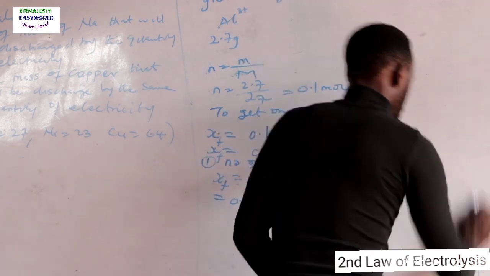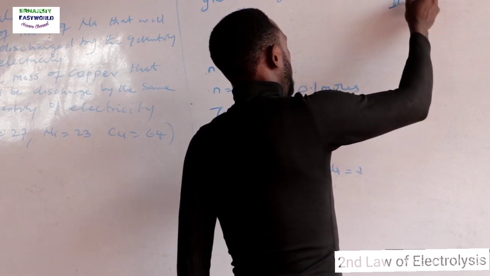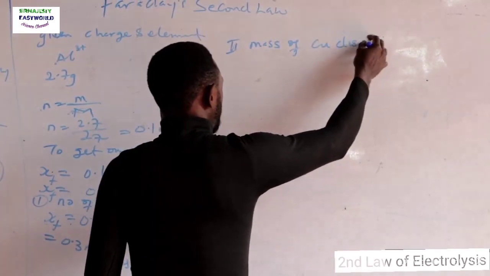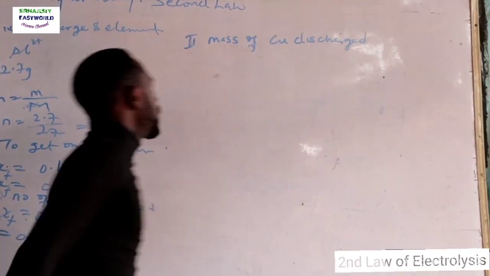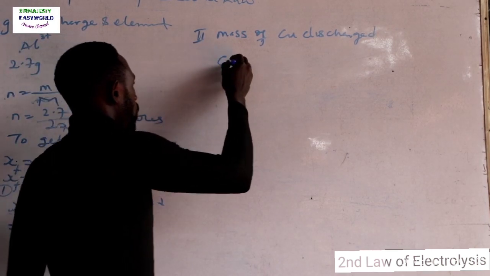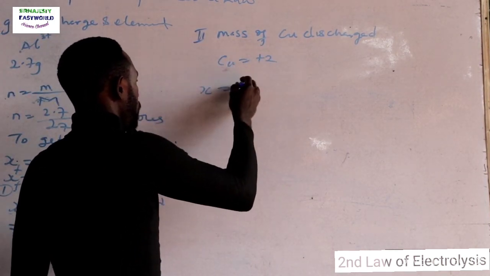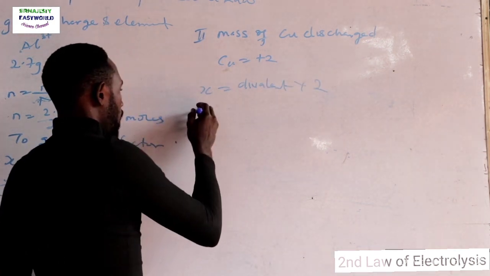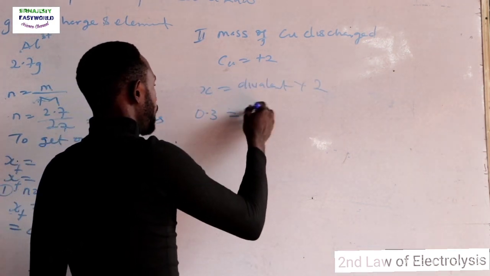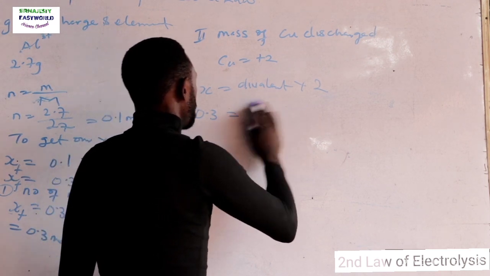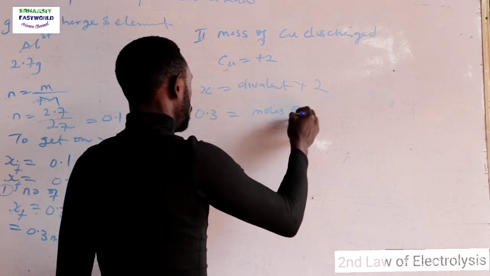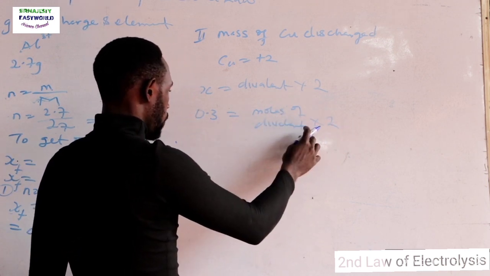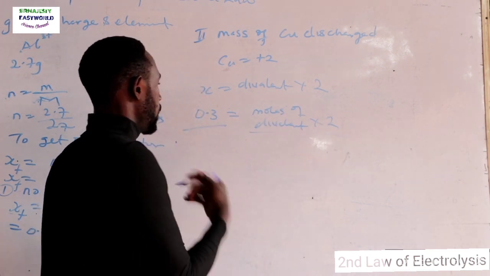The mass of copper discharged, II. Go back to our X factor. Copper is plus 2. Then X is equal to divalent times 2. Our X has been gotten as 0.3, which is equal to moles of divalent, which is unknown, times 2. So to get moles of divalent, we divide both sides by 2.